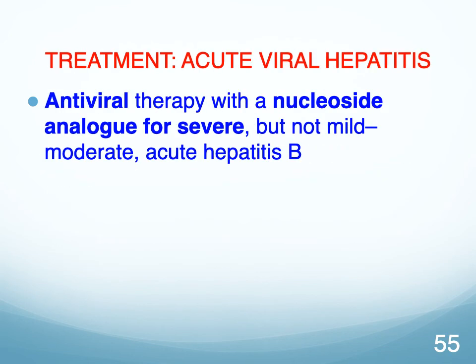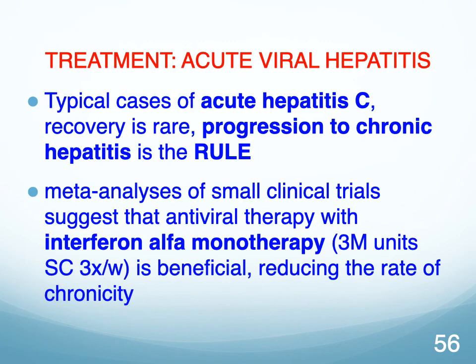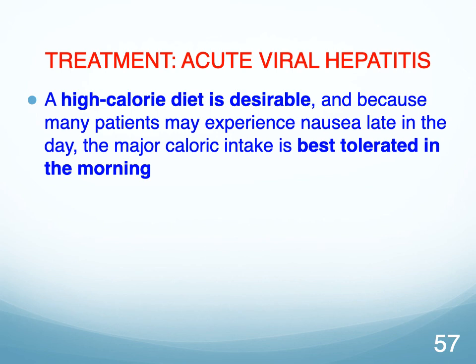Okay, an antiviral nucleoside analog is given for severe hepatitis B and not for mild to moderate. Whereas in acute hepatitis C, due to progression to chronicity as the rule, you will have to give interferon therapy. And a high-calorie diet is desirable because the patient is in a catabolic state. You have to have a good source of calories, and it is best tolerated in the morning.